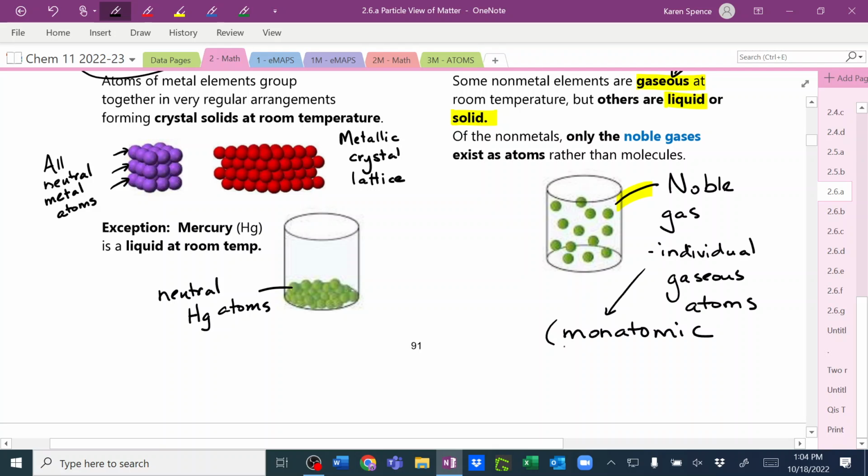What does mono mean? Mono equals 1, okay? So if you're monatomic, you have one atom. And really, it's only the noble gases that exist as monatomic gases. So those are atoms.